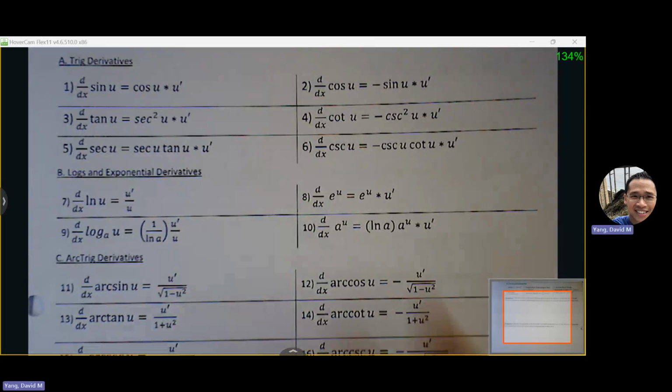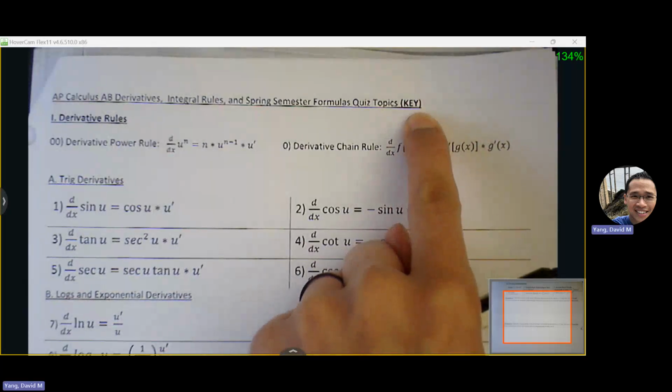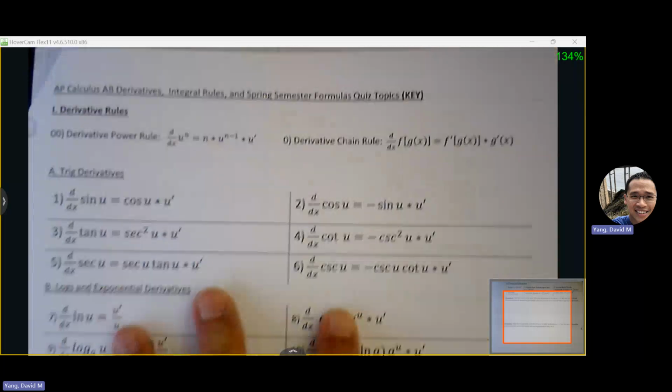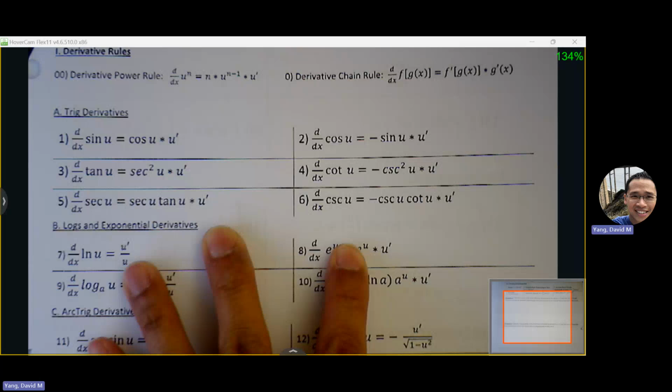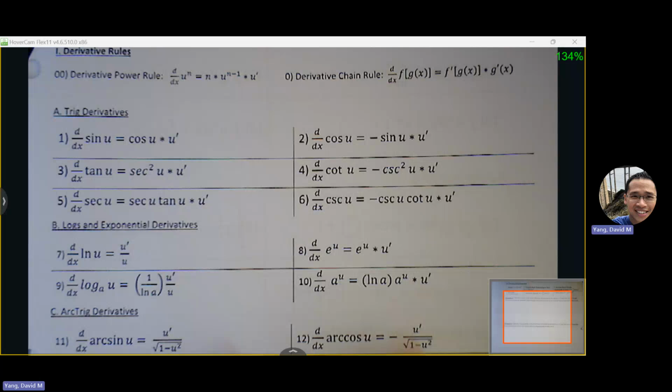By the way, I just want to make sure that we're following along on the key, which is attached to your blank version, and hoping that you guys can save that blank version for you to practice. But I can also provide you some additional blank versions tomorrow if you want some more practice worksheets.